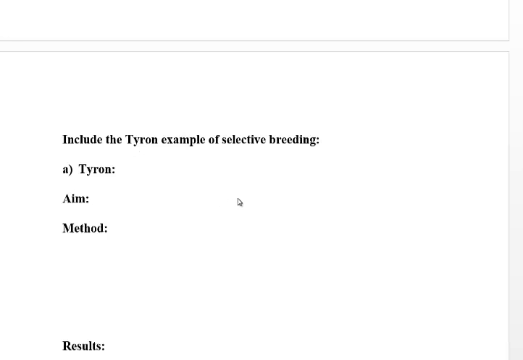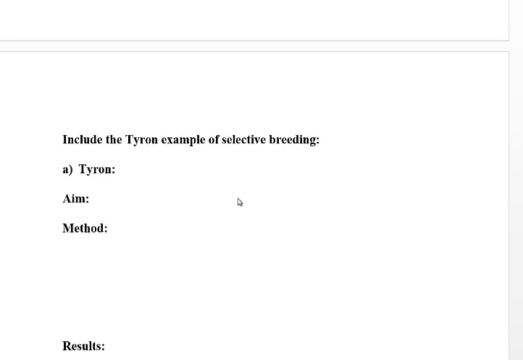Okay, the Tryon study. Sometimes in your different textbooks it's spelt T-Y-R and sometimes it's spelt T-R-Y, Tryon. So there's obviously a typing error with one of the texts, so you'll see that in both places. But anyway, I'm going to call it Tryon. Fascinating study, really useful, and it's on selective breeding.